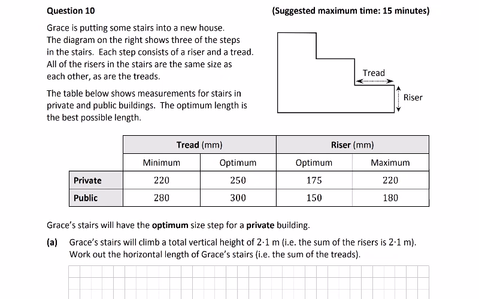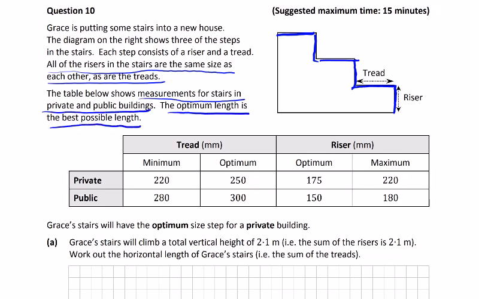Question 10. Grace is putting some stairs into a new house. The diagram on the right shows 3 of the steps in the stairs. Given information here, a riser and a thread. Each step consists of a riser and a thread. All of the risers are the same as each other, and the table below shows the measurements for the stairs in private and public buildings. The optimum length is the best possible length.